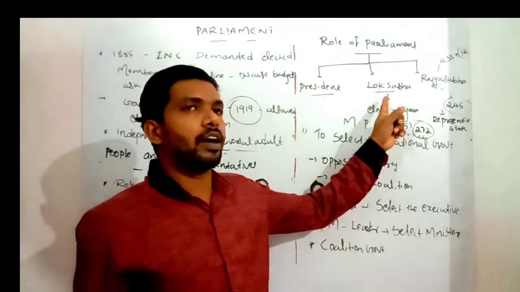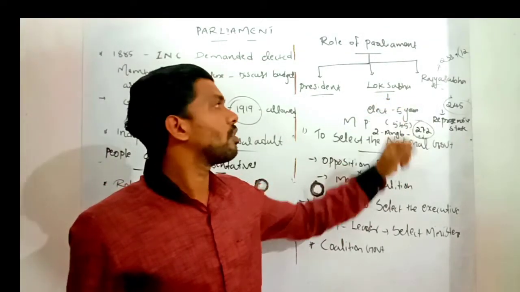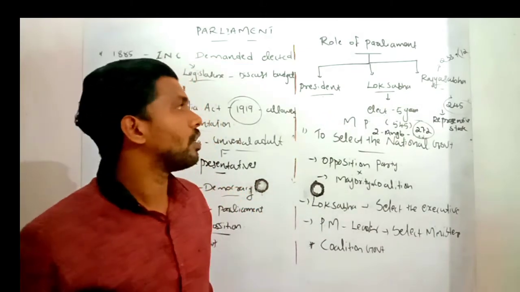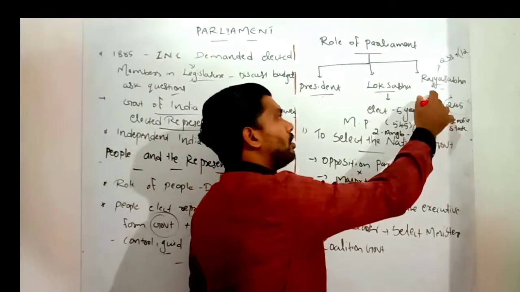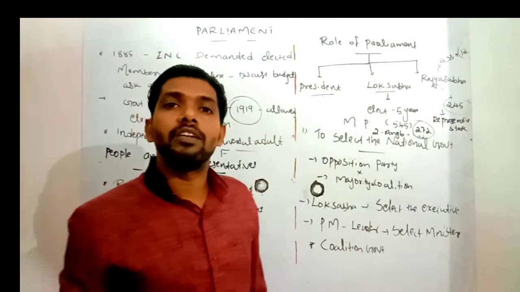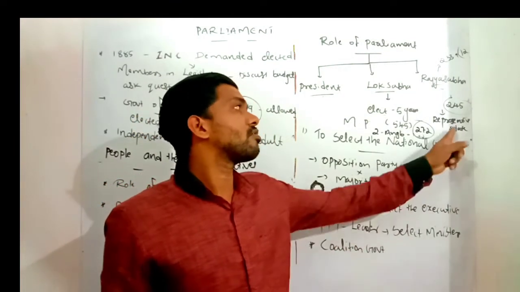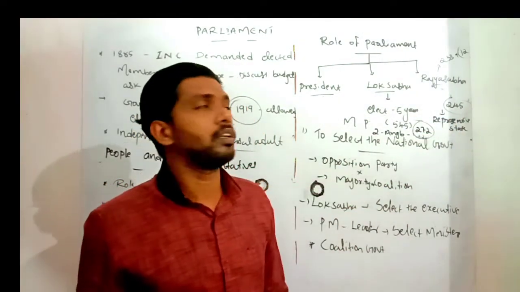And ministers and the prime minister, everyone is sitting in our Lok Sabha, selected from Lok Sabha. And Rajya Sabha is the second organ. These are elected representatives from the different states. Representatives of the states are the members of Rajya Sabha, or the MPs.